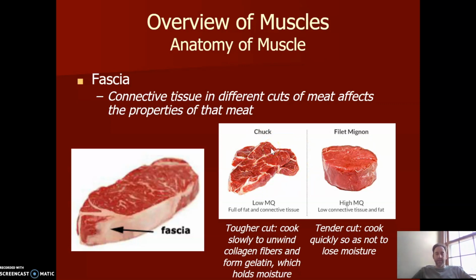And then this affects how you cook it. If you cook chuck in a slow cooker, that actually will make it taste a lot better. The little collagen fibers in that fascia will slowly unwind into what's called gelatin, which holds moisture, and then you get kind of a tender cut there. If you do that with filet mignon, then it's going to dry out. And so you want to cook this much more quickly. So connective tissue can affect how you cook your meat as well.